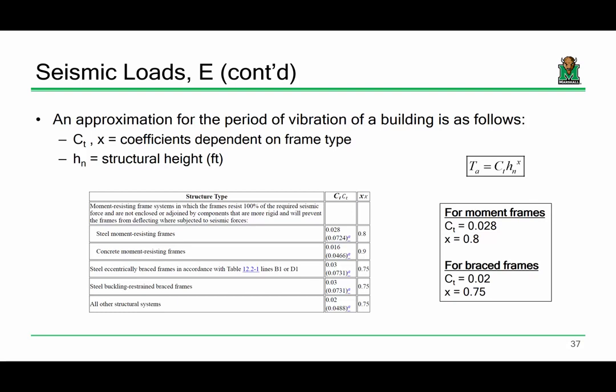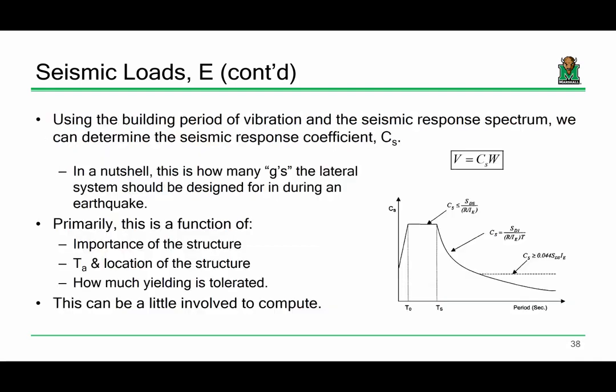For moment frames and for braced frames, that changes, because whether you have physical braces between the beams and the columns, or you're using rigid connections, that changes how the building behaves. If it changes how the building behaves, I think it stands to reason that it changes how the building vibrates. So just something to keep in mind. Sound good?